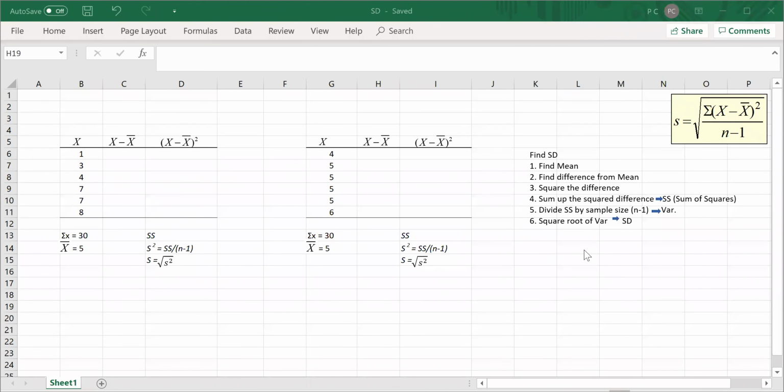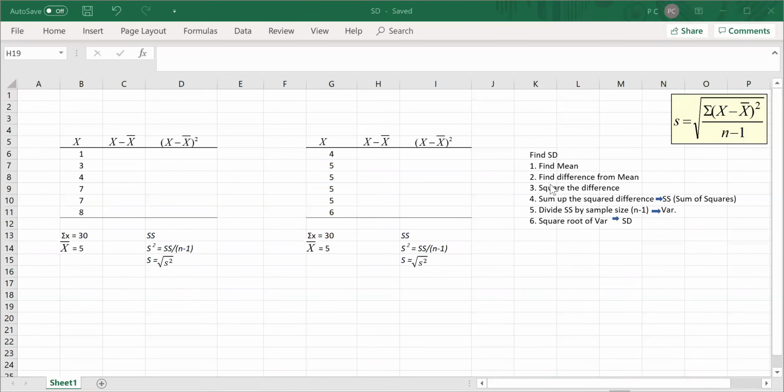In this video, we'll see how we calculate the standard deviation for the sample data. So I have the standard deviation formula here. To get a standard deviation, the steps are, first we need to find the mean. And we actually have the mean already calculated. So both data sets have a mean of 5.